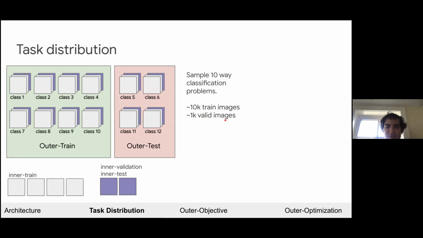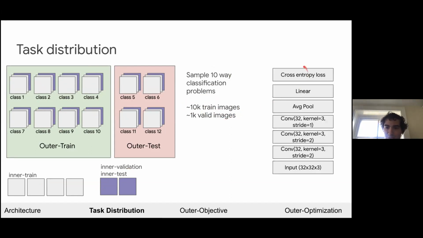And with this dataset, we're training these small little ConvNets. The input is 32 by 32, so it's resized. Run through 3 conv layers, and then we do a linear projection to the output. We're using cross entropy loss on the inner loop.